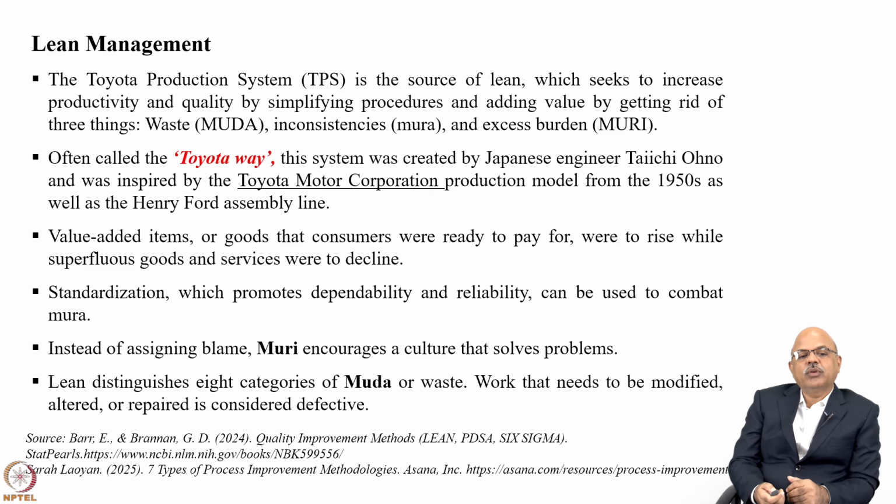So Lean distinguishes 8 categories of muda, or the waste, where it identifies first to work more on the muda to reduce the waste. So work that needs to be modified: what are the issues with the work, and altered or repaired. There are 3 things. Always, when there are flaws of work, you may find that there are a lot of modifications expected, a lot of things that have to be altered, and repair, where we find that the work is more to be repaired, and there is a chance that the third thing is much more applicable.